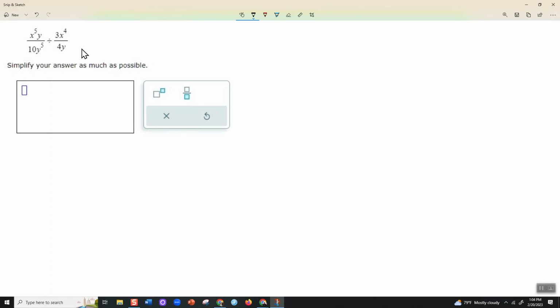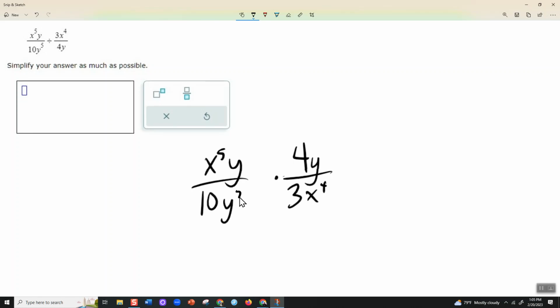Okay, we are going to try that again. I said to flip that fraction, but I didn't flip it. I just rewrote it as it was. So let me flip the fraction. Actually do what I say I'm going to do. There we go. We're going to be multiplying, of course. x to the 5th y over 10y to the 5th.